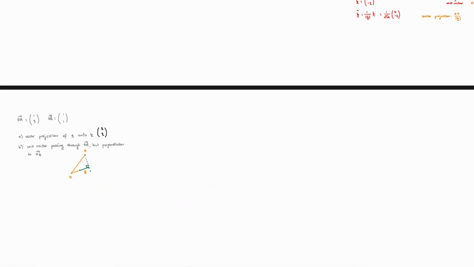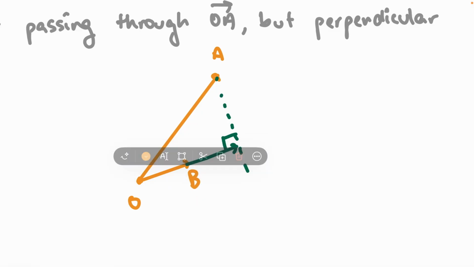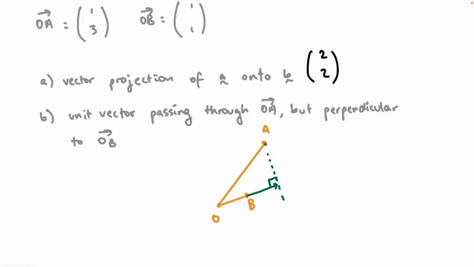Okay, so this here is what we're saying. We said O to B was initially this, but if we doubled the length, it would give us the vector projection. So now what we want is a unit vector that passes through OA, but is perpendicular to OB. Wouldn't that just be this vector here? Well, yeah, it would be, right? If it's perpendicular to OB, it would be this vector passing through A. And I'm going to label this vector as W, and I'm going to do it in red. We want the unit vector of W. Let's first work out what W even is.